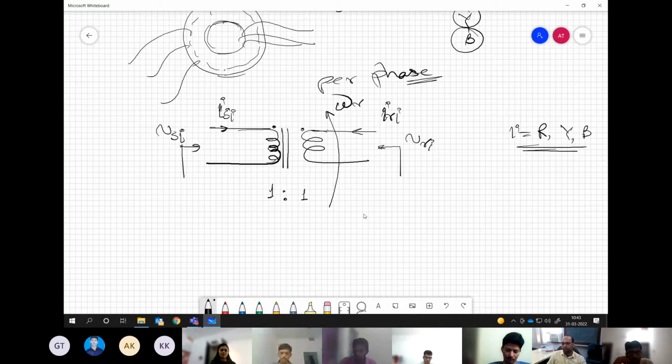That's the only difference between an AC motor and a transformer. In a transformer, both the windings, primary and secondary, are stationary. Here we have the rotor winding, which is moving at a certain speed omega r. Is this clear?